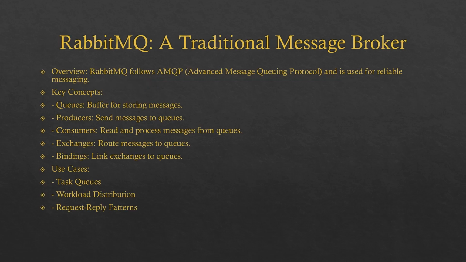Let's now look at RabbitMQ, which is a traditional message broker that follows the AMQP protocol. RabbitMQ uses key concepts such as queues to store messages, producers to send messages to queues, and consumers to process those messages. Exchanges route messages to queues and bindings link exchanges to those queues. RabbitMQ is widely used in scenarios like task queues, workload distribution, and request reply patterns.